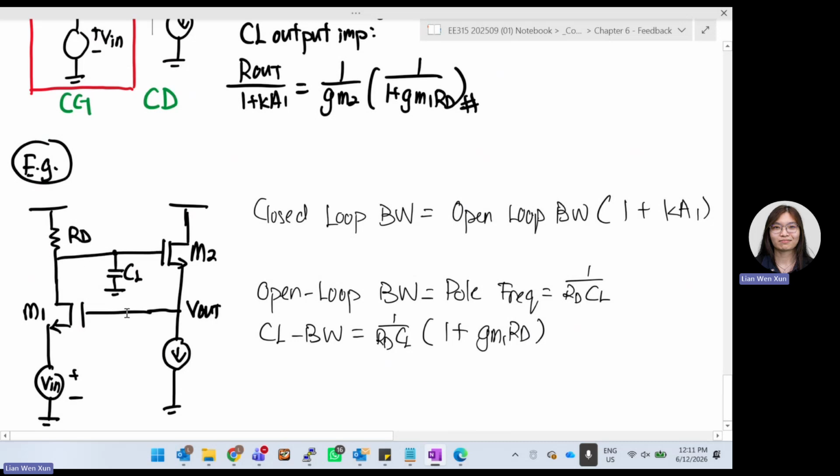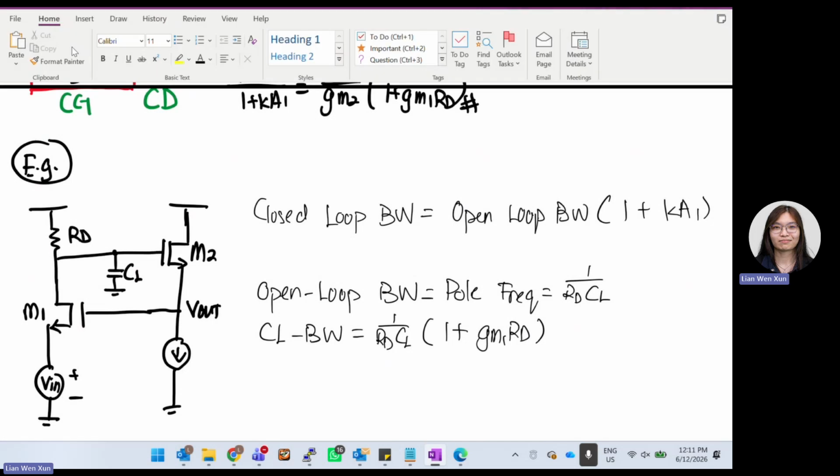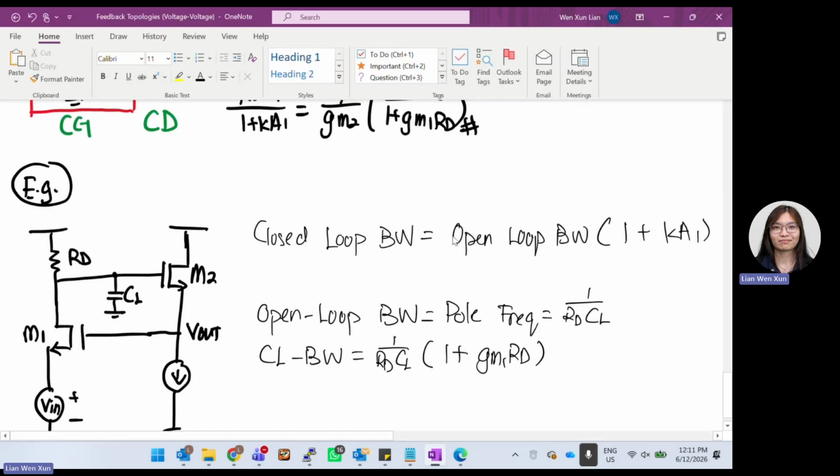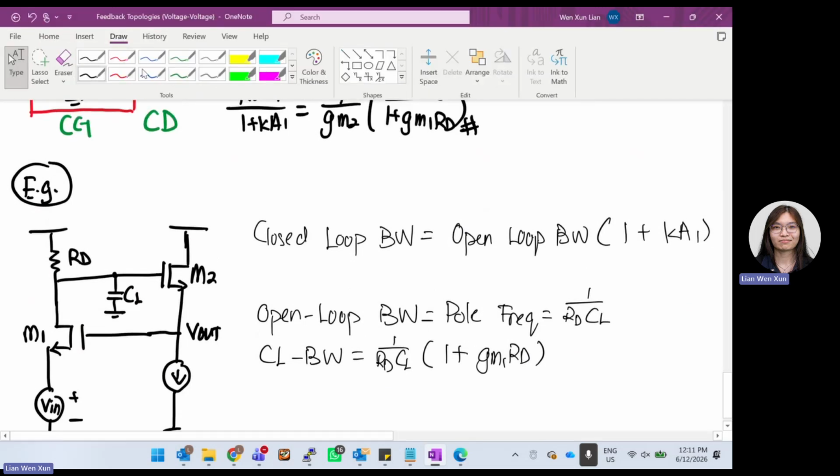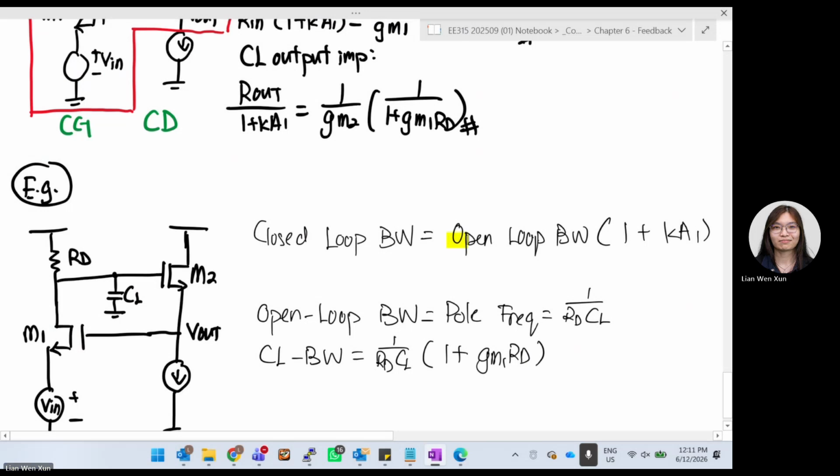So what if I want to find the closed loop bandwidth? Just now we only learned closed loop gain, input impedance, output impedance. To find bandwidth, the formula is closed loop bandwidth equals open loop bandwidth times 1 plus Ka. This is the thing that you need to remember. It basically means that closed loop bandwidth will always be much higher than open loop bandwidth.